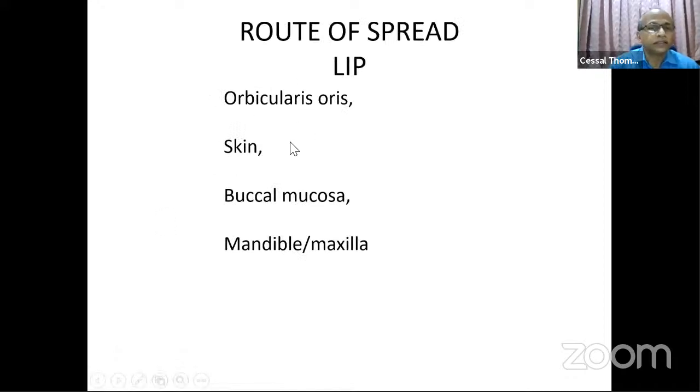It is not confined to lip alone. It is extending posteriorly to fill the lower gingivo-buccal sulcus, which you can see here. The lesion is involving the muscle in the lip, that is the orbicularis oris, and it can involve the skin, the inside buccal mucosa, and the mandible or maxilla, depending upon the site of the lip involved.